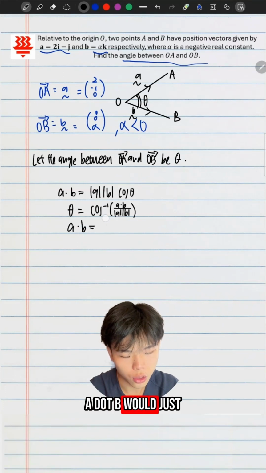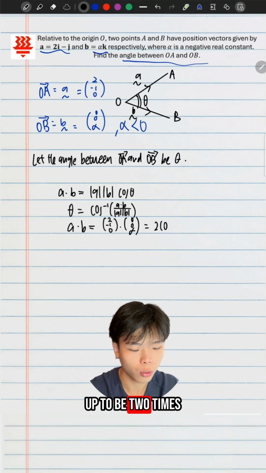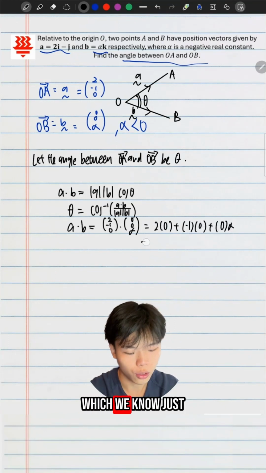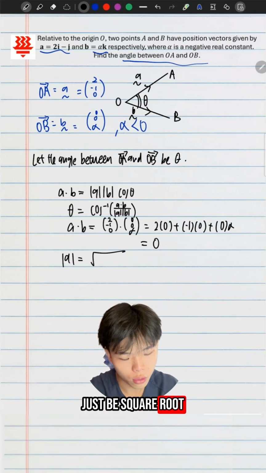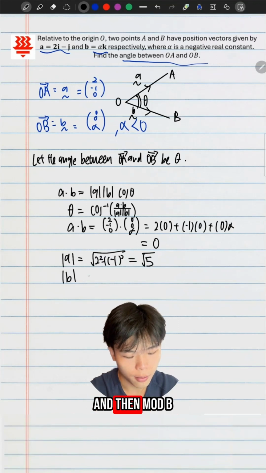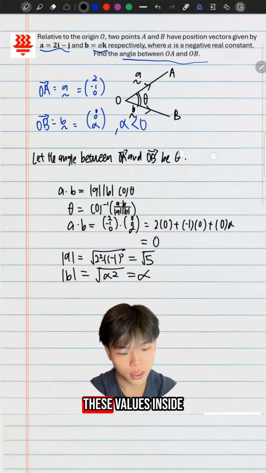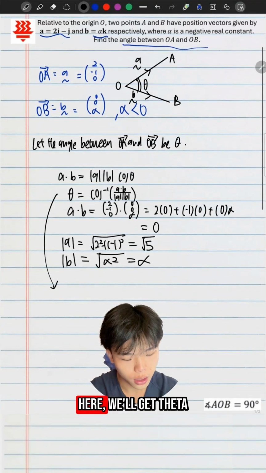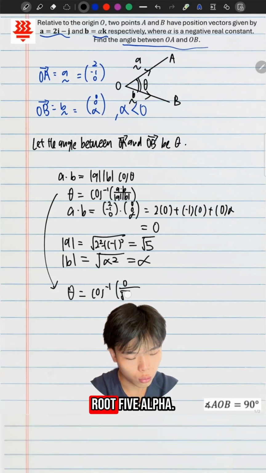And then we can simply do the calculation. A dot B would just be (2, -1, 0) dot (0, 0, alpha), which ends up to be 2 times 0 plus negative 1 times 0 plus 0 times alpha, which gives us 0. And then mod A would just be square root of 2 squared plus negative 1 squared, which gives us root 5. And then mod B would just be the square root of alpha squared, which gives us alpha. So if we substitute all of these values into our equation, you get theta equals cosine inverse of 0 over root 5 alpha.